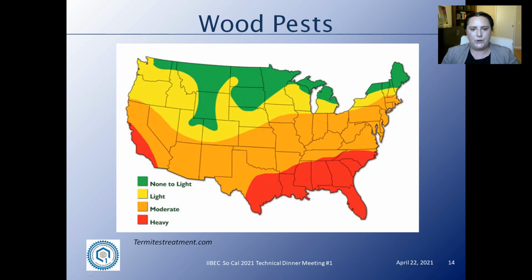And this is a map showing the presence of termites throughout the United States. And as you can see in California, and particularly along the coast, we have a very heavy presence of termites, and heavy to moderate up towards the more inland parts of California.